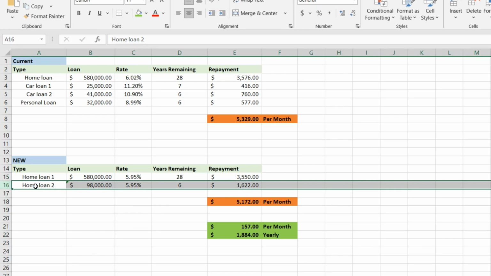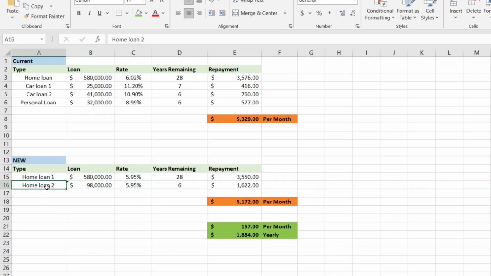You'll see here that I have another loan, we call it loan number 2. And what that $98,000 represents is all the 3 debts that we've consolidated. And we got them an owner-occupied loan of 5.95%. We kept the loan term at 6 years because that's pretty much what it was before, right? So we didn't want to extend it over a 30-year loan term. We wanted them to pay off these debts at the same time, but with a lower rate.